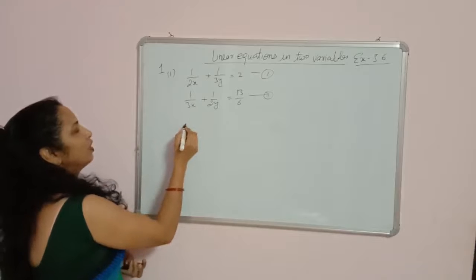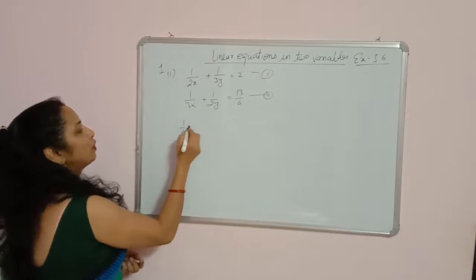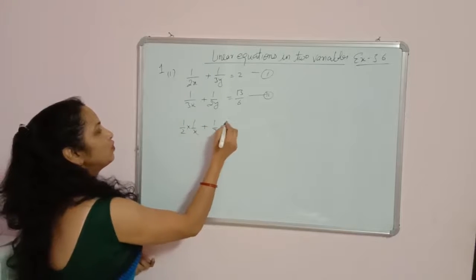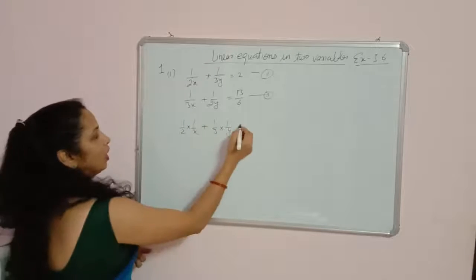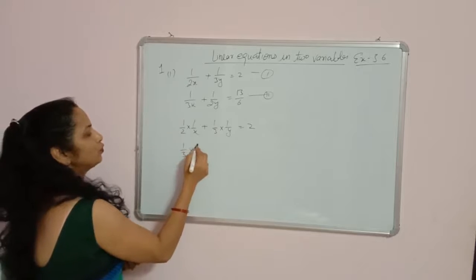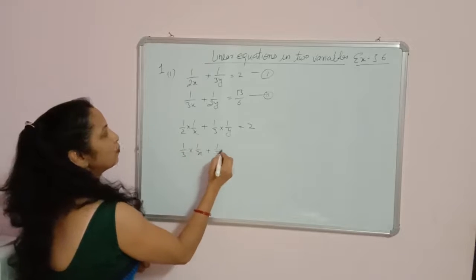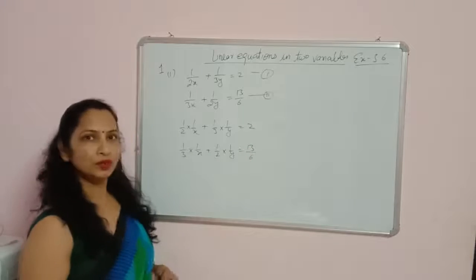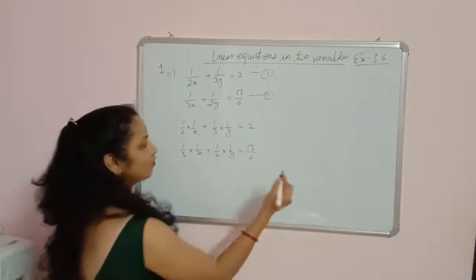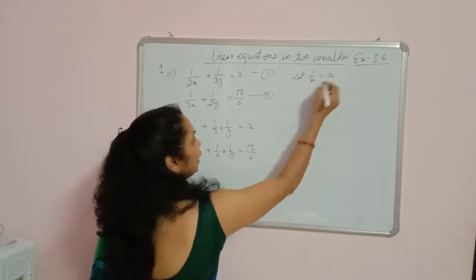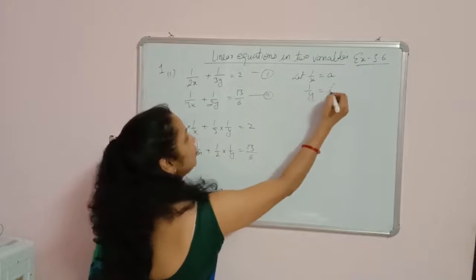like this. We can write this equation as 1 upon 2 into 1 upon x, plus 1 upon 3 into 1 upon y, is equal to 2. Or, same as this, we can write it as 1 upon 3 into 1 upon x plus 1 upon 2 into 1 upon y is equal to 13 upon 6. Now we are going to take 1 upon x as a and 1 upon y as b.